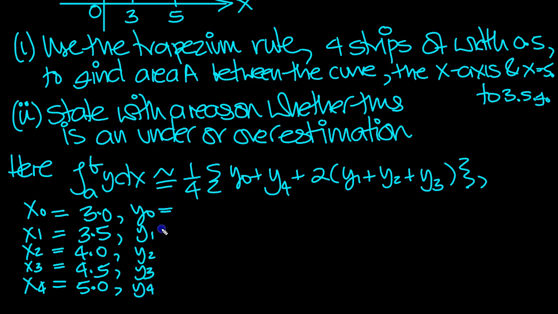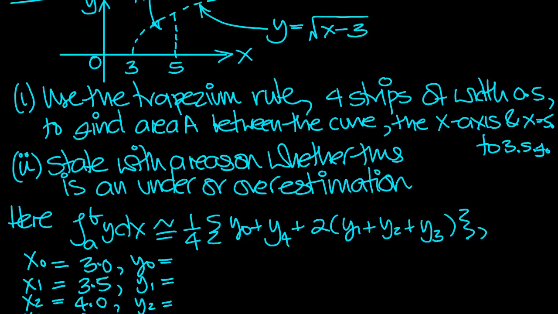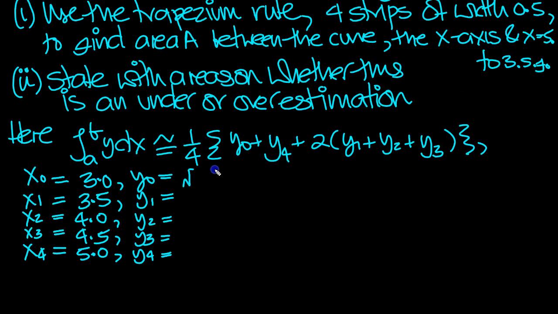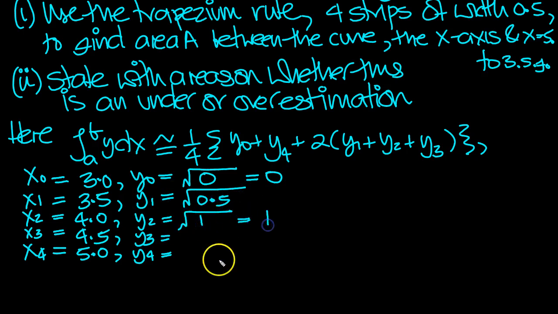So now we need y0 to y4. Let's see what these are. It's the square root of x minus 3. 3 minus 3 is 0, so the square root of 0 is 0. Then it's the square root of 3.5 minus 3, which is 0.5. Then the square root of 1, which equals 1. And this was the square root of 1.5, since 4.5 minus 3 is 1.5. And this here would be the square root of 2.